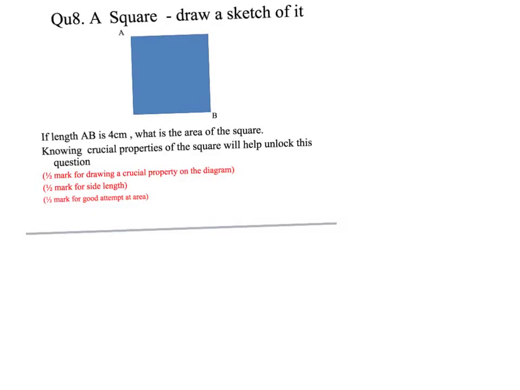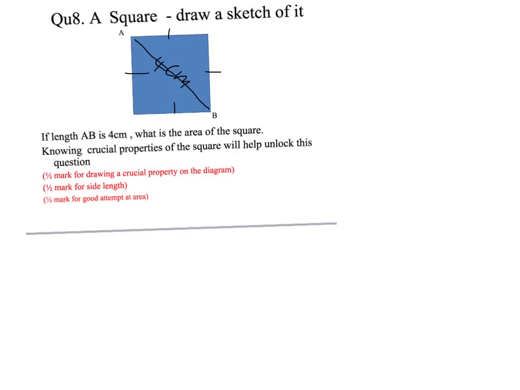Okay, so we're told that we've got a square, so we know that all the sides are the same. So I'm just going to put that mark on to show that they're the same. It also says that from A to B is 4 centimetres. So that length there, that diagonal, is 4 centimetres.